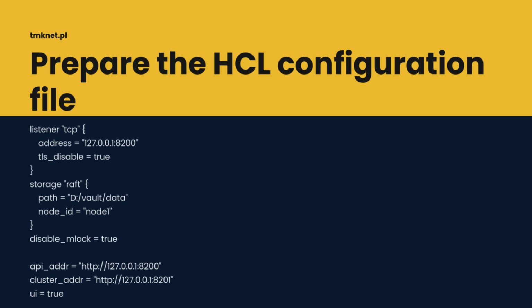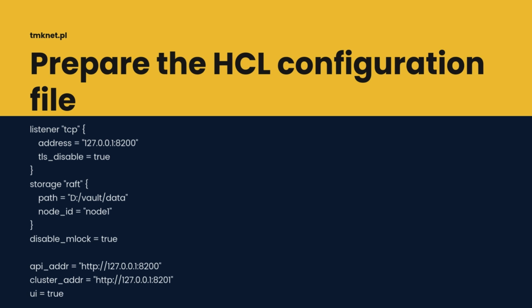cluster_addr equals http://127.0.0.1:8201. This address is used for communication between Vault nodes in the cluster. It is also set to the local IP address but on a different port, 8201. ui equals true. This setting enables the Vault user interface. This allows you to manage Vault using a web browser.